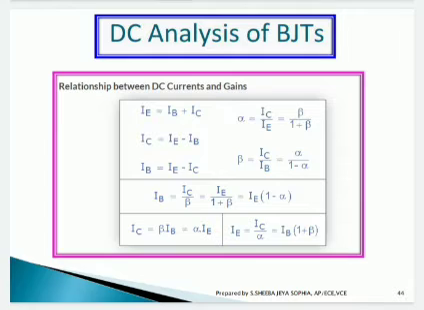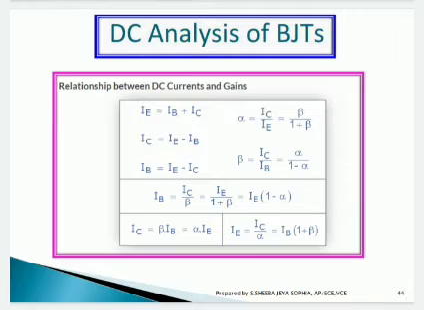Moving to the relationship between the DC currents and gain. We know IE is equal to IB plus IC and alpha is equal to IC by IE. So by using this, I can rewrite the equation: alpha is equal to beta divided by 1 plus beta. And beta is equal to alpha by 1 minus alpha. This is the relation between alpha and beta. This is a very important question since it is frequently asked in 2 marks also: to derive the relation between DC current and gain.